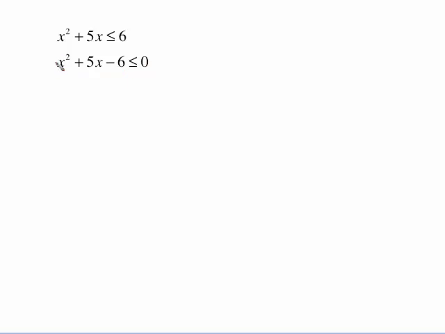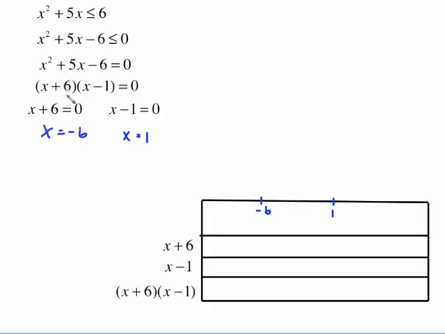One other thing, we're going to want this to be a positive x squared, which in this case it is. So we continue with what we did in the first video. We're going to write it as an equation instead, and then we'll factor this and solve it. It factors as x plus 6 times x minus 1. Here's your simple solving, and we have these points, negative 6 and 1, to put on the number line. Here's our x plus 6 right there, x minus 1 right there, and then this is for the product.